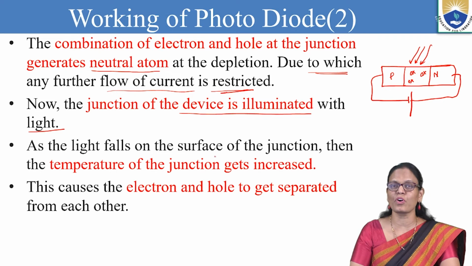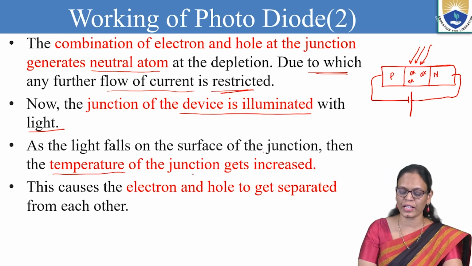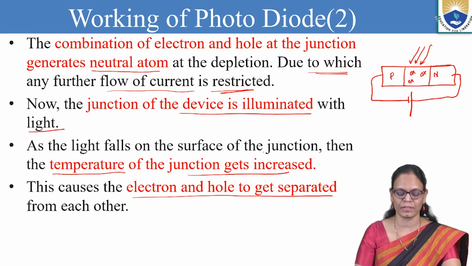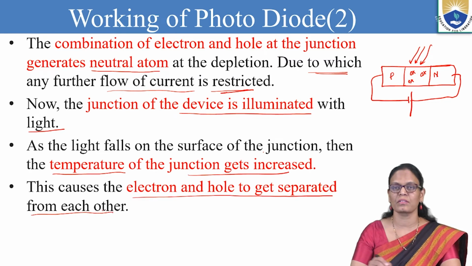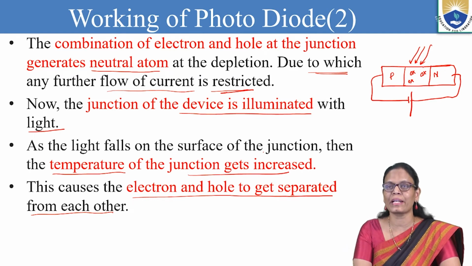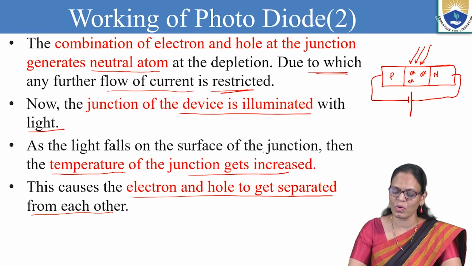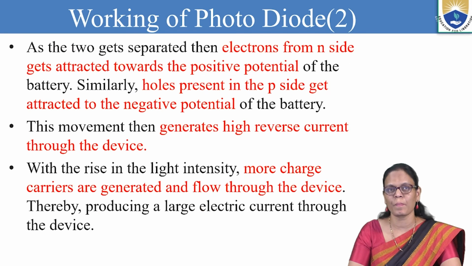So as light falls on the surface of the junction, the temperature of the junction increases and electron and hole get separated from each other. So what happens here? Because of the light energy, these electron and hole pairs are getting separated. So when they separate, what happens?